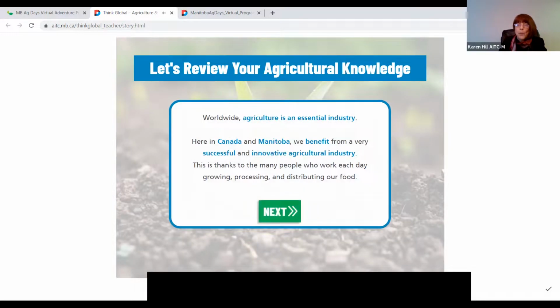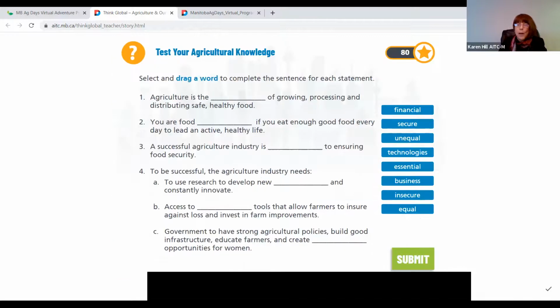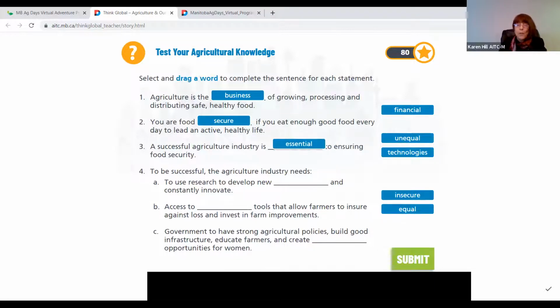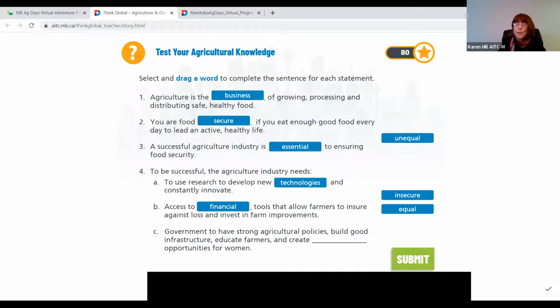So then we have a review. Again, it's a fill in the blanks. Agriculture is the business of growing and processing food. You are food secure if you eat enough food every day. A successful agriculture is essential if you want to have food security. You can use research to develop new technologies and constantly innovate. You can access financial tools to help farmers insure against loss. And you can have strong government policies to create equal opportunities for women.